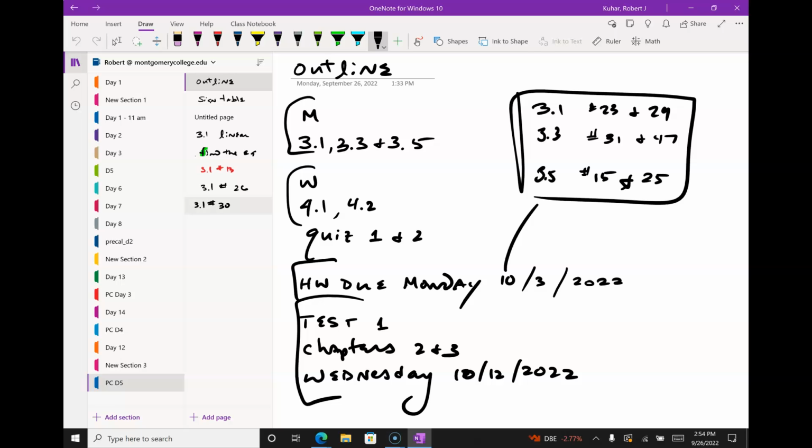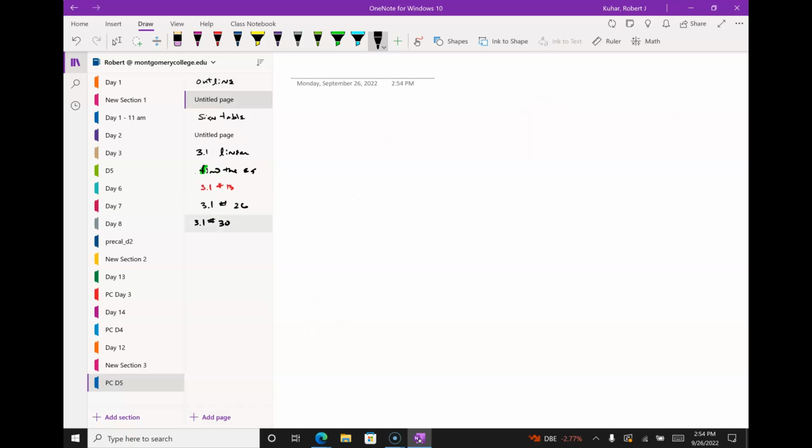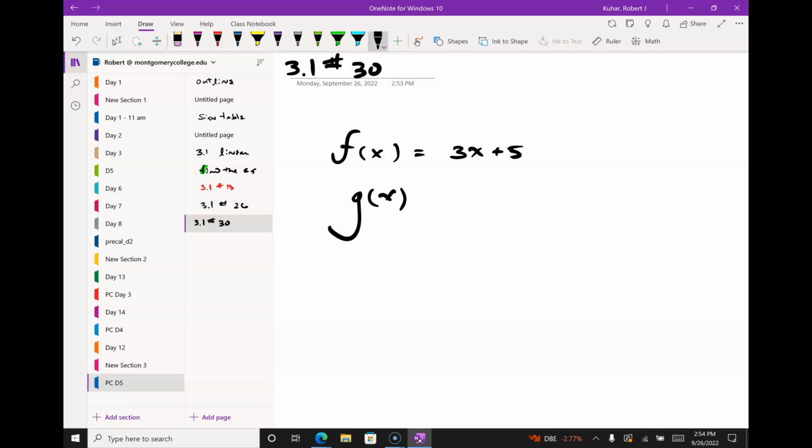All right, so this is 3.1, number 30. I have 2 functions, f of x equals 3x plus 5, and g of x is negative 2x plus 15. What's the first thing I want you to do? Graph them on Desmos. You could use your TI-83 or 84. I don't care if you do that. I think Desmos is more powerful and easier to use.